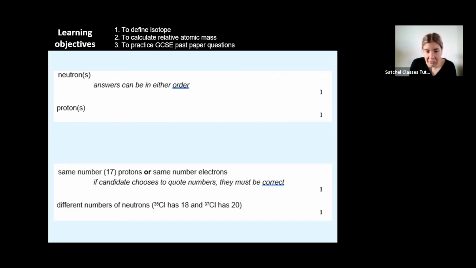But they have different numbers of neutrons. So that was that key definition that you just had to learn, all right? And in brackets, if you've obviously suggested they have different numbers of neutrons by saying chlorine-35 has 18, whereas the 37 one has 20, that's fine, you would get the mark.